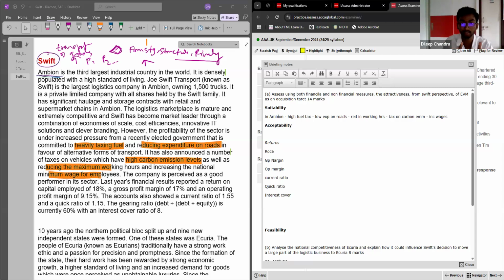Now we have to find a condition or environment where these kind of issues are not there, so that we will suggest SWIFT to move to this new country, Ecuria. We'll see.